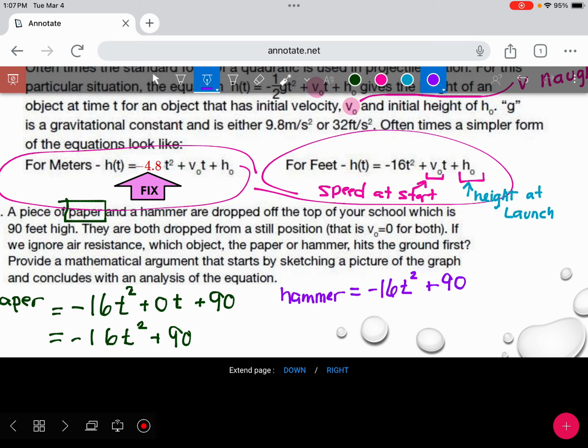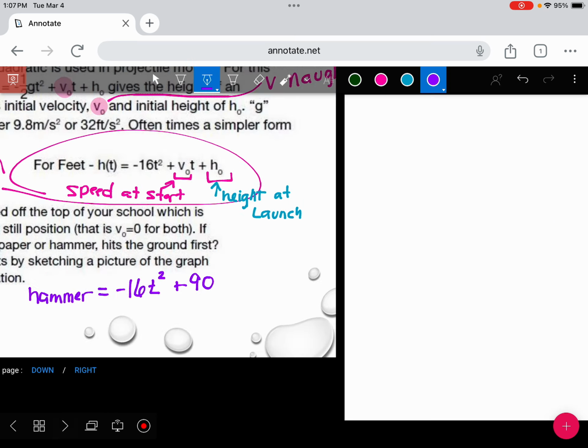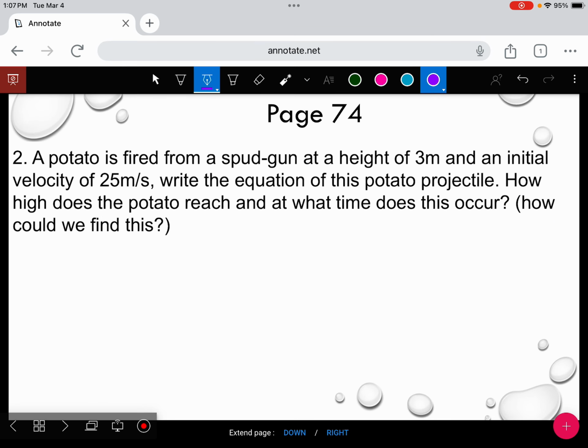So let's see what's different if we look at something that does have an initial velocity. So let's look at number 2 on this page. We've got a potato fired from a spud gun. We're not recreating this one. The spud gun's at a height of 3 meters, and we have an initial velocity of 25 meters per second. We are asked to write the equation for this and see if we can figure out how high it goes.